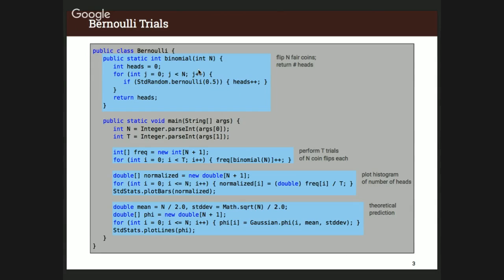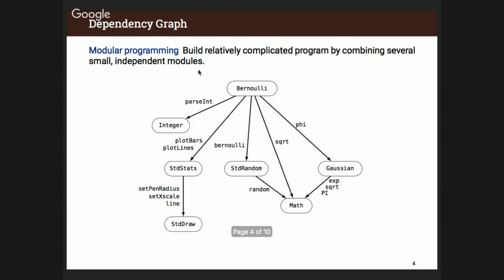So this problem, which seems not insurmountable, but quite intricate, actually relies on the fact that I've written a library called Gaussian that contains certain routines that I want. It uses Math, that's fine. Bernoulli itself uses Math, which is called square root. Bernoulli uses StdRandom, which is something we looked at, but something that Cedric and Wayne wrote for us. Bernoulli uses plotBars and plotLines, which is in StdStats, which we looked at, but something Cedric and Wayne wrote for us.